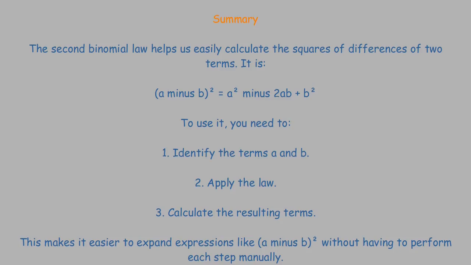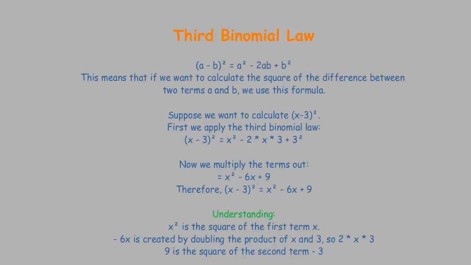To use it, you need to 1. Identify the terms a and b. 2. Apply the law. 3. Calculate the resulting terms. This makes it easier to expand expressions like (a - b)² without having to perform each step manually. Third binomial law.